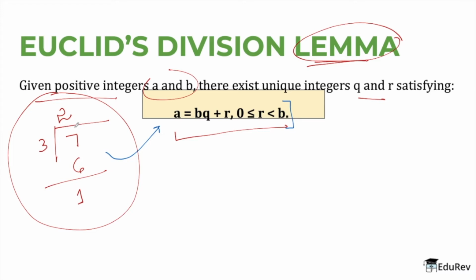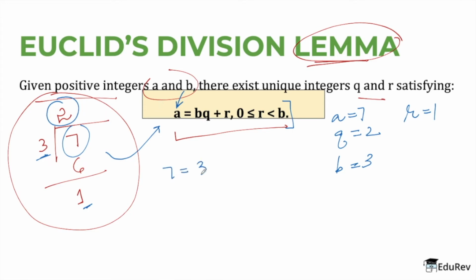What you need to understand is that 7 is your dividend here. The dividend in this equation is a, so a is nothing but 7. Similarly, 2 is your quotient, so q is nothing but 2. 3 here is your divisor, so b is nothing but 3. And 1 here is your remainder, so r is nothing but 1. So when I convert this division into Euclid's lemma, I can simply write that 7 equals 3 times 2 plus 1.